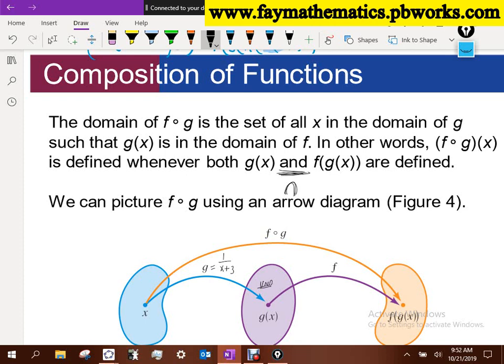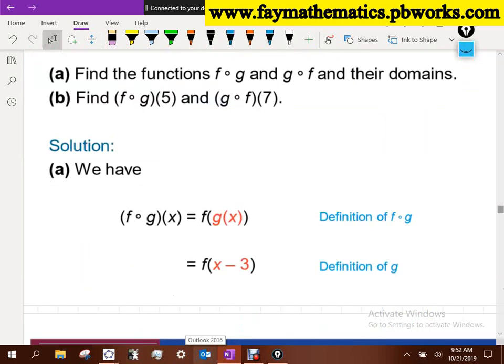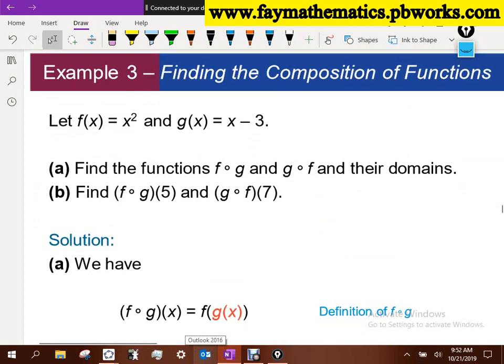So g of x and f of g of x are defined where the domains of g of x and f of g of x overlap. Okay? So let's just do a few examples here. This one's kind of easy. If I look at x squared and x minus 3, what's the domain of f? All the numbers. What's the domain of g? All the numbers. So when I find g composed with f of x, which is g of f of x, let's see what this looks like.